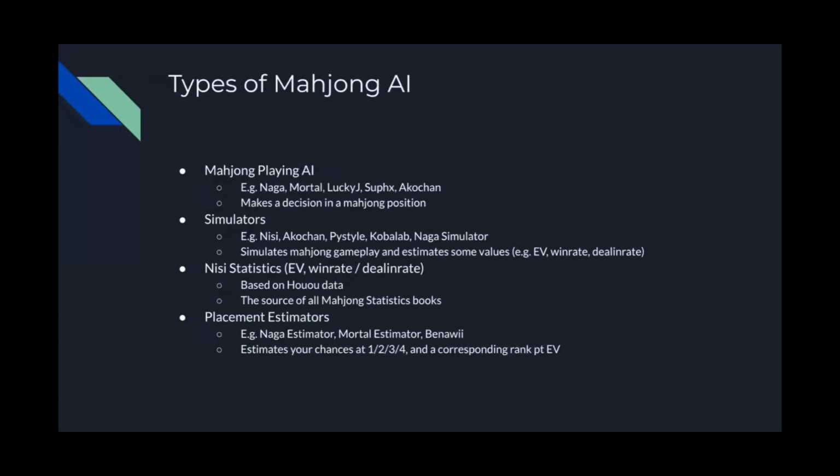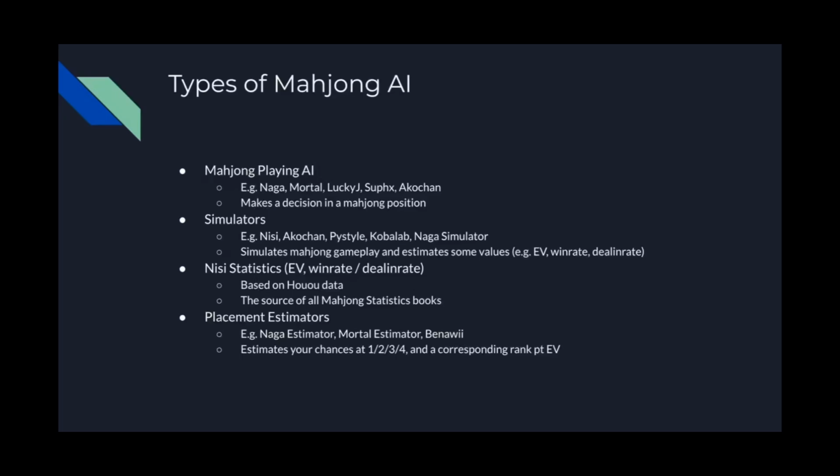So I'll start off with talking about what we mean by Mahjong AI, and what we might call them Mahjong AI. So the first example would be a Mahjong playing AI. So these are AI that could play a Mahjong game. So for example, Naga, Mortal, Lucky J, Suffix, and Ako-chan. These are all AI that you could play against or that could play on ladder. And they make a decision for a given Mahjong position. We also have simulators. So for example, Nisi, Ako-chan, Pystyle, Kobalab, or the Naga simulator. And these basically simulate Mahjong gameplay, and they might estimate values like expected value, win rate, or deal rate. And they all work slightly differently, and we will talk about that later.